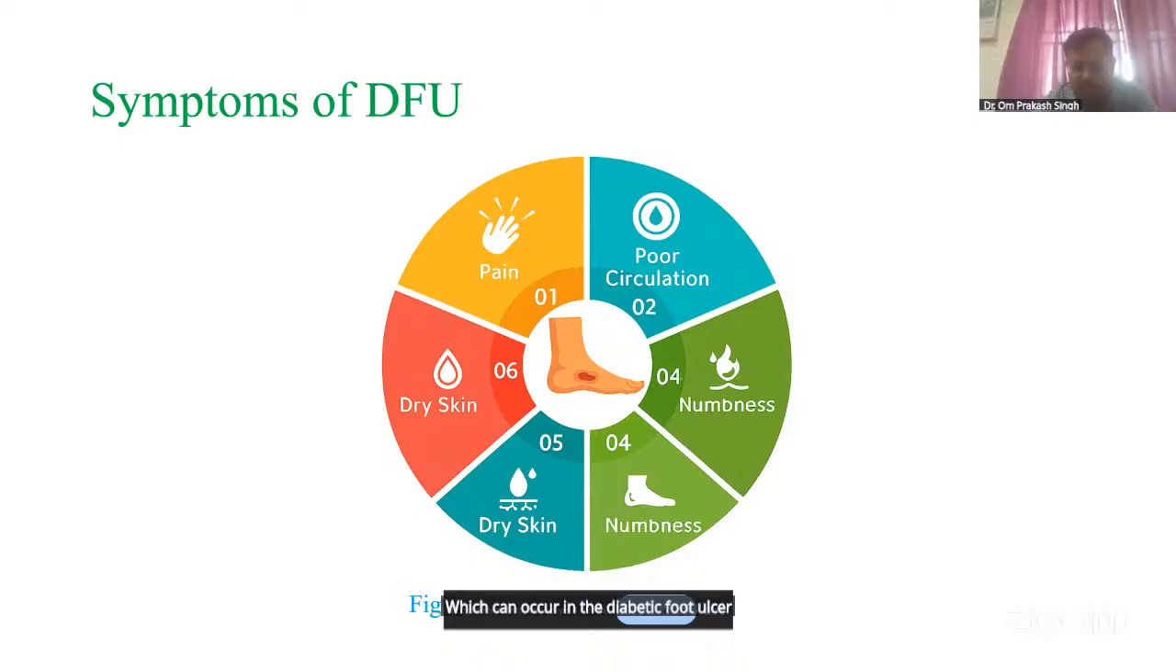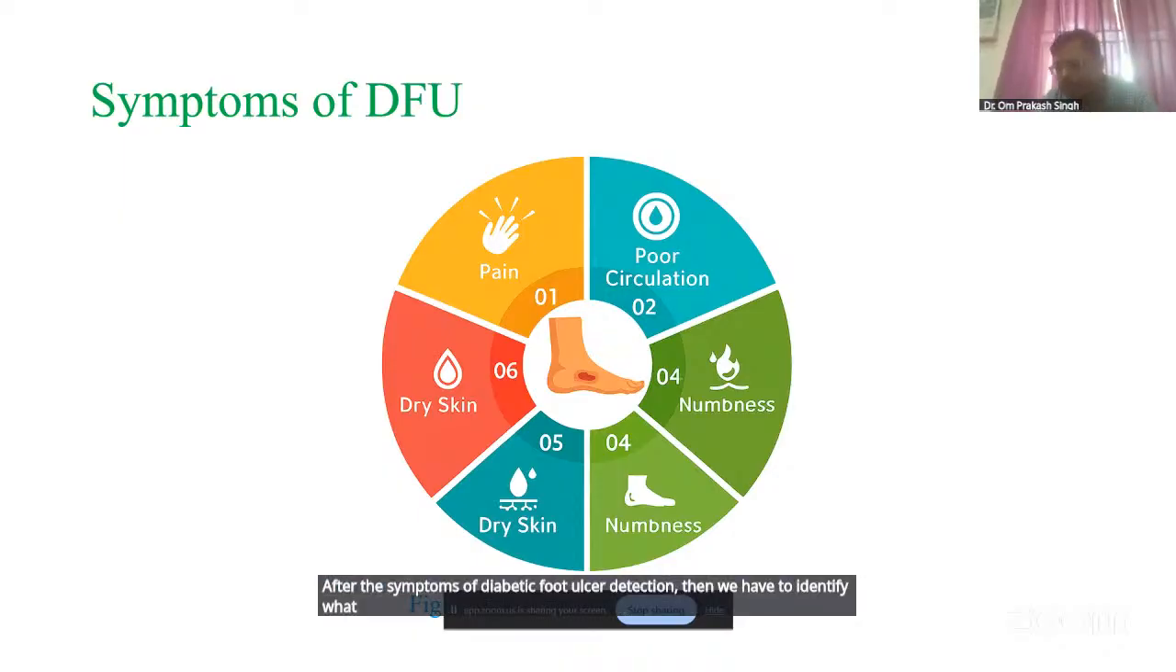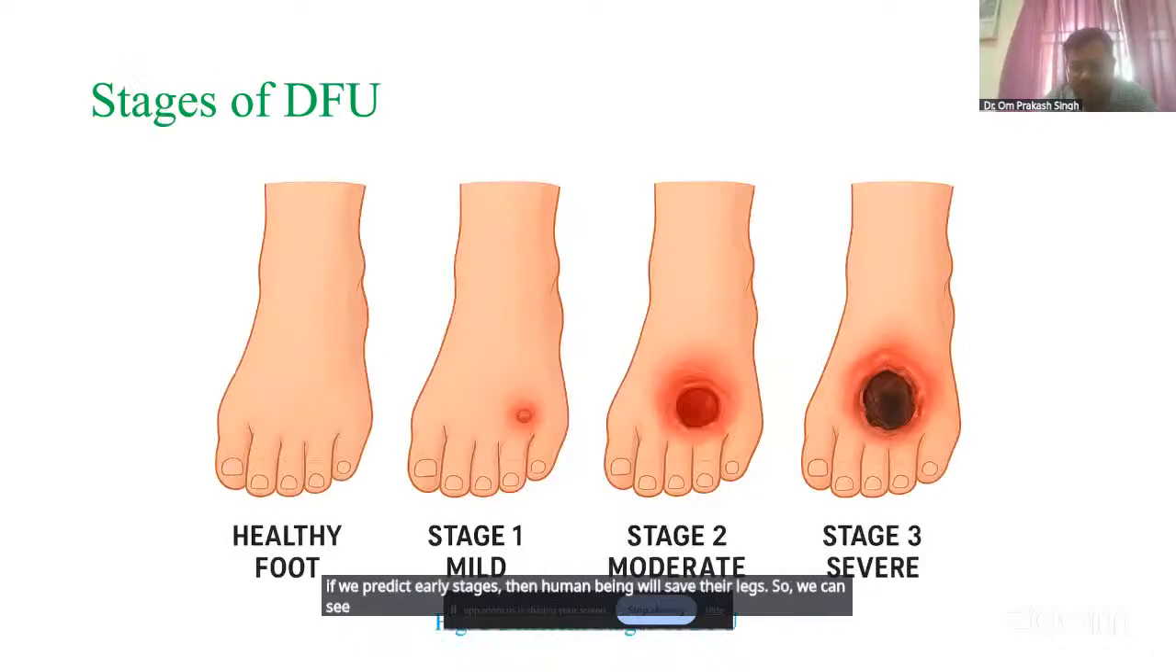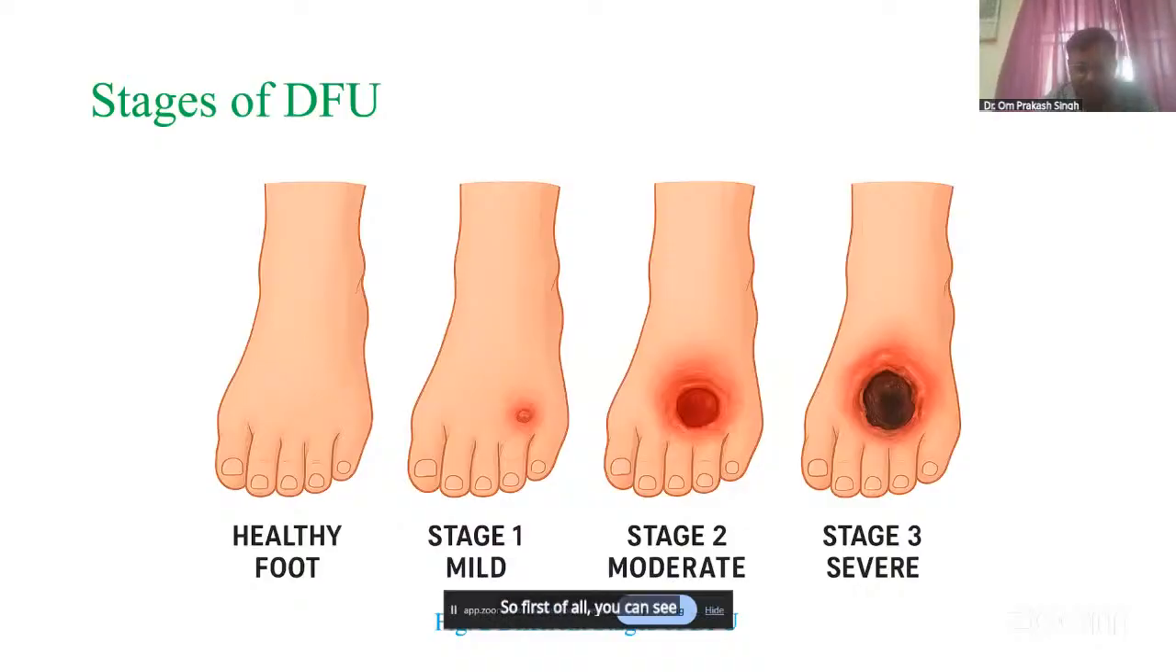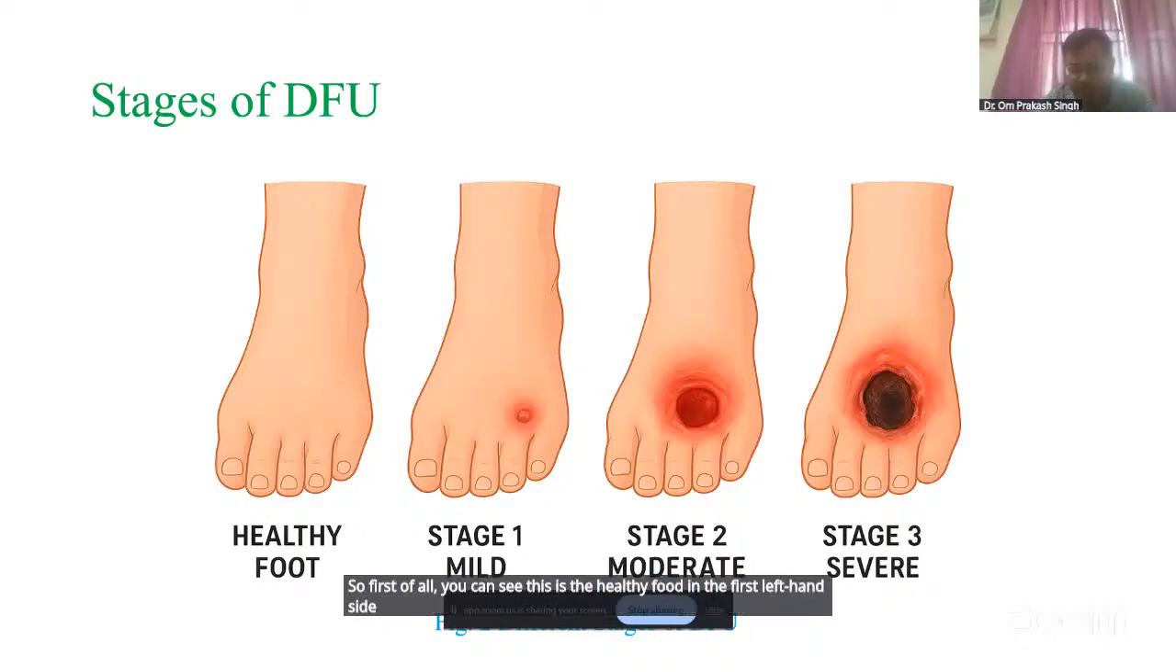After the symptoms of diabetic foot ulcer, we have to identify what the stages of diabetic foot ulcer are. If we predict at early stages, then human beings can save their legs. We can see the classification of the different stages of diabetic foot ulcer. First, on the left-hand side, is the healthy foot, and then stage 1 is the mild stage.